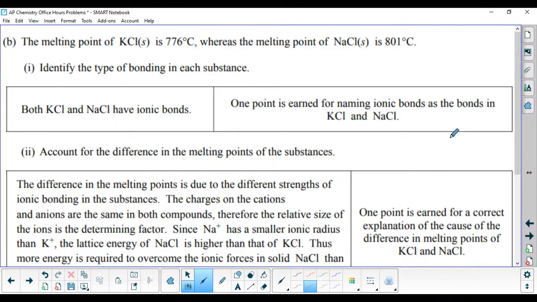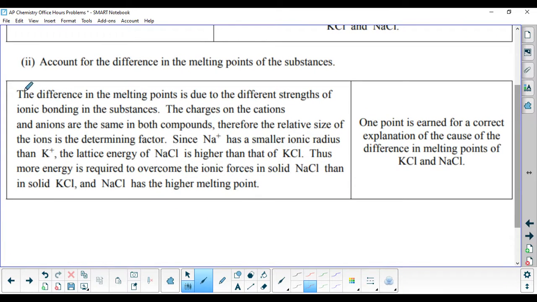So let's look at their answer key here. For part I, they're both ionic bonds. You get 1 point for that. And let's read their explanation here, because they type quite a bit. This year you'll be typing, and all this could be typed out. The difference in melting points is due to the difference in strengths of ionic bonding. The charges on the cations and anions are the same. It's important you say this. Don't just identify it in a problem. State this, because this is allowing you to move to the next most important thing, which is size of ions.